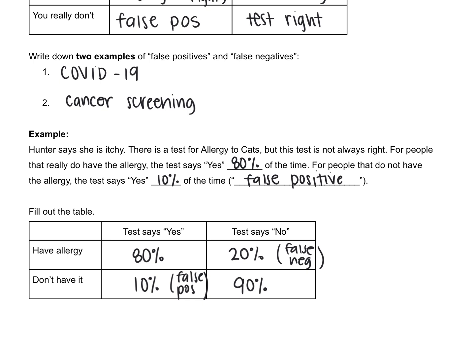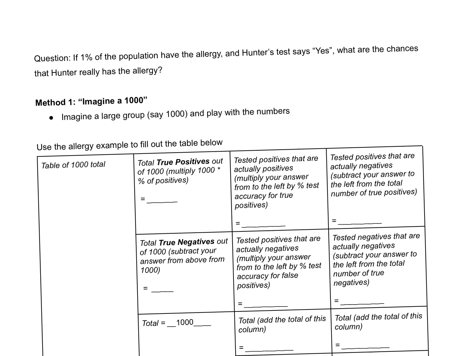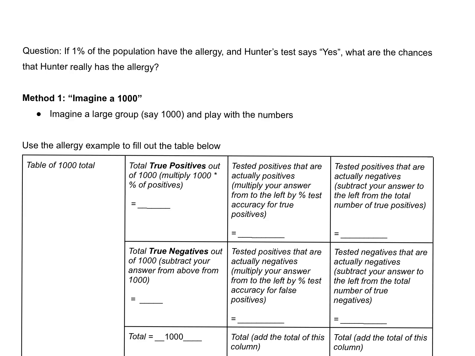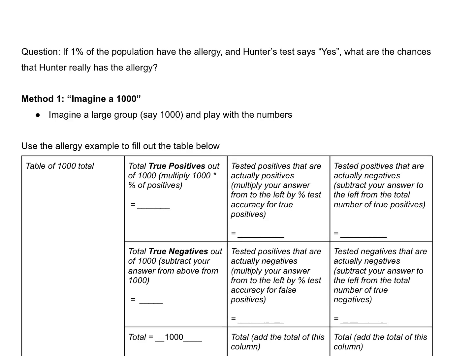And based off of this information, what we're trying to figure out is, if 1% of the population actually are allergic to cats and Hunter's test says yes, what are the chances that Hunter really has the allergy? So we're trying to figure out how accurate this test is. There are two different ways you can figure this out. One method is to literally use numbers, and the other method, which is the method I prefer, is to create it as a diagram.